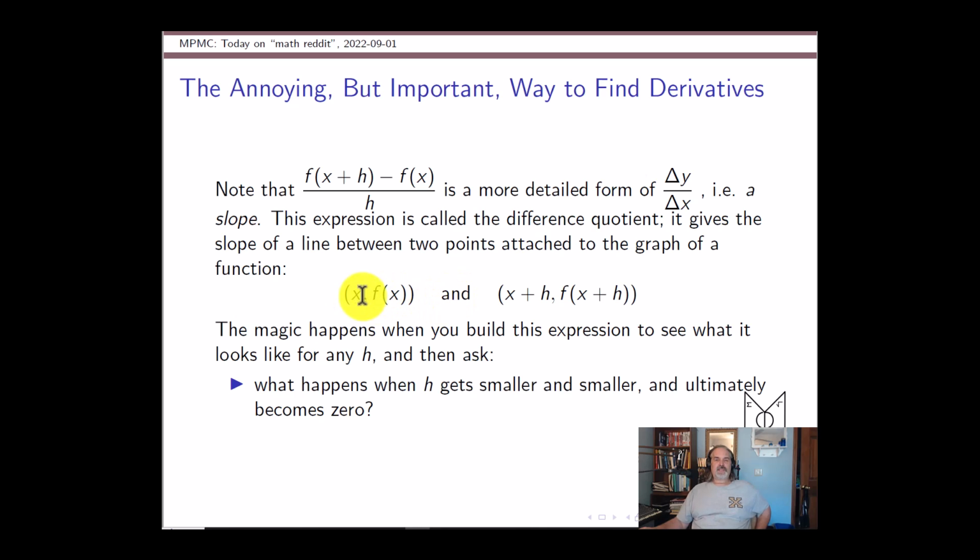So f of x, that's an x, y pair, one point on the graph of this function. And if we start at x and we just inch over a little bit to x plus h, and then we find a new functional value, now we've got this point and this point on that graph. The straight line between those two points has a slope, and this expression is calculating that slope. Delta y over delta x. X plus h minus x is h. That's delta x.